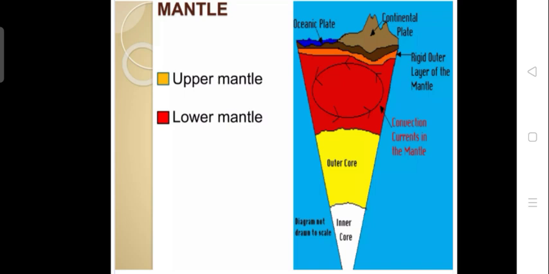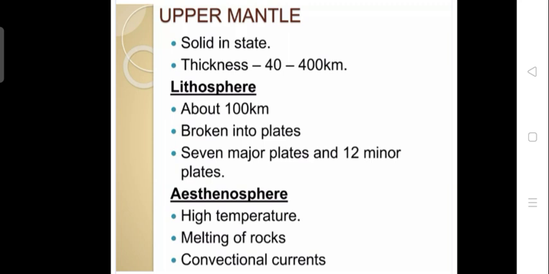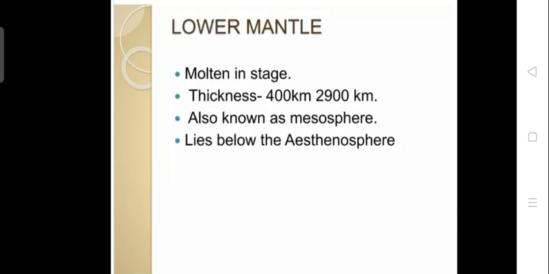The upper mantle is solid in state and has a thickness of 40 to 400 kilometers, and it also contains the lithosphere. It is the topmost layer of the mantle, about 100 kilometers, which is broken into plates, and there are 7 major plates and 12 minor plates. And the asthenosphere, which lies just below the lithosphere, has a high temperature and is found in a molten state, which helps the lithosphere to float on it. The lower mantle, which is in molten state, has a thickness of about 400 km to 1900 km.